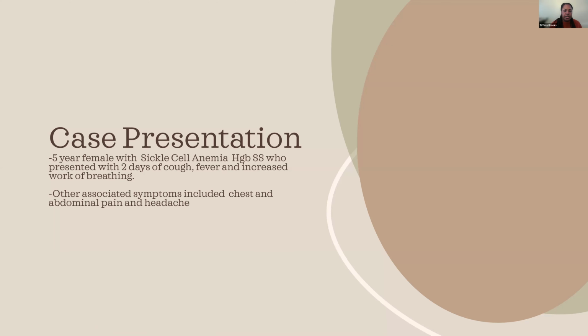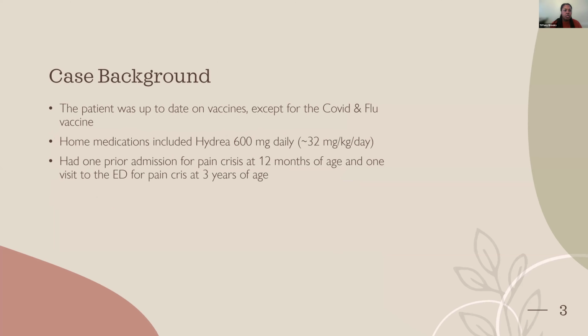Other symptoms included chest and abdominal pain and headache. So some case background: the patient was up to date on their vaccines with the exception of COVID and flu. Home medications included hydroxyurea. Prior to this, she was relatively healthy, had one pain crisis at 12 months of age, and one prior ED visit for pain crisis at 3 years of age.